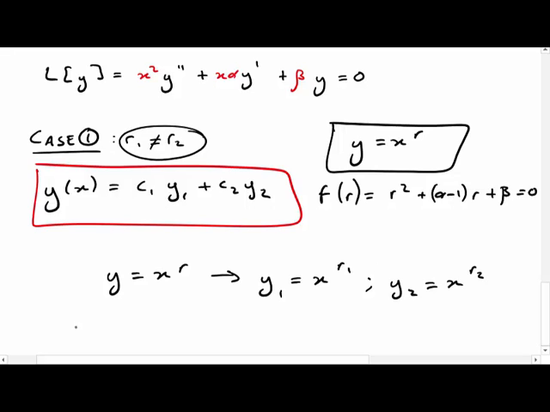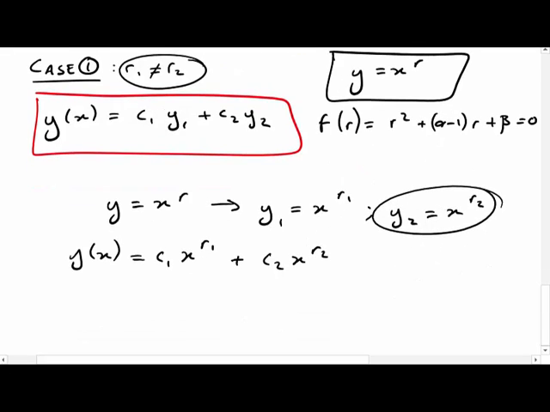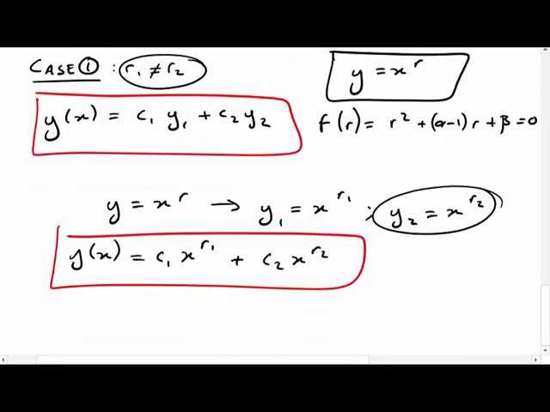And therefore we'll end up with y of x is equal to c1 times y1, which of course is x to the power of r1, plus c2 times y2, which of course is x to the power of r2. This is our general solution that we end up with from our two solutions when r1 is not equal to r2. It's nice and simple.